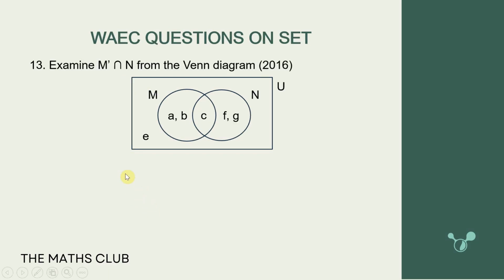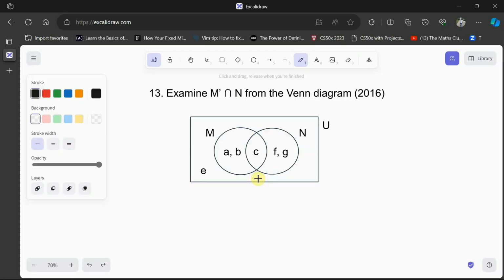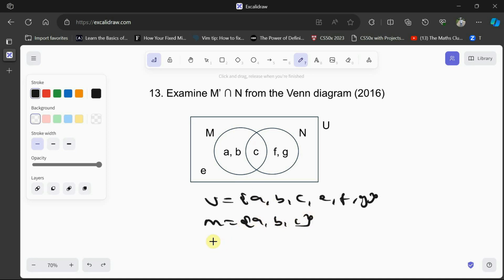So we're told that we should examine M prime intersection N from this Venn diagram given below. Let's solve it together. If you look at it, the universal set here is going to be a, b, c, e, f and g. This e is outside because it's not part of M and N. This is everything in the universal set. Then our set M, which is everything inside M, is going to be a, b, c. And then our N is everything inside circle N, which is c, f, g.